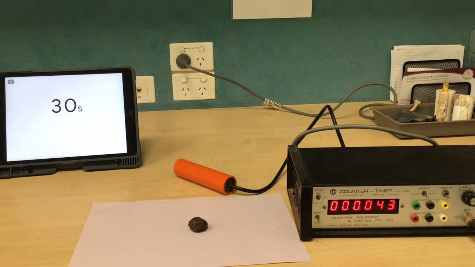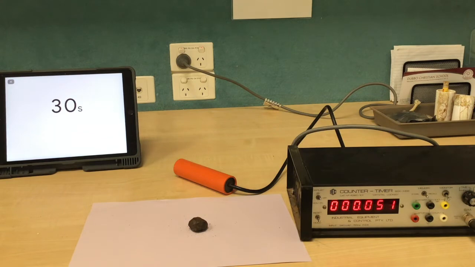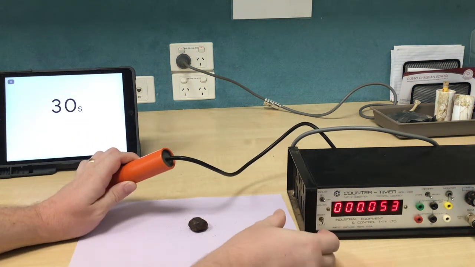What we're going to do is measure how much radiation there is in a 30-second period with different amounts of paper. So that is our experiment. Let's start with no paper and see how much radiation is coming off this rock.